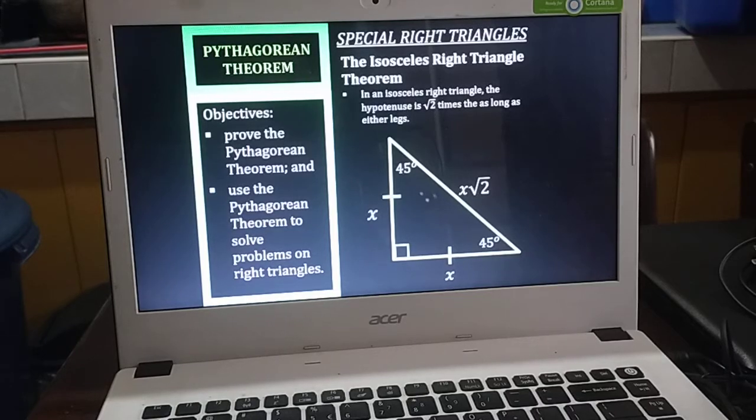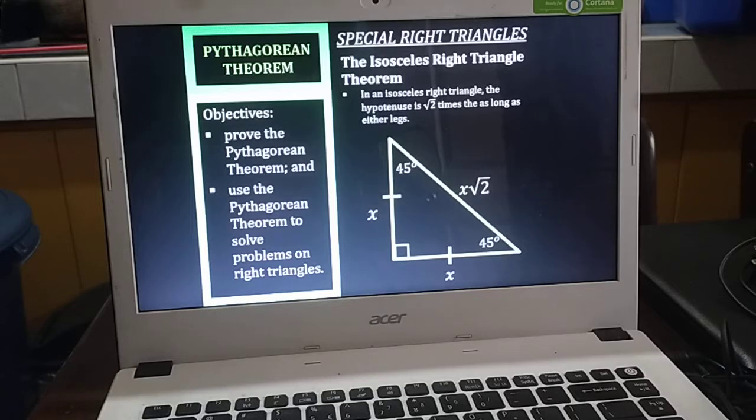So next is the isosceles right triangle theorem. Basically, since it is an isosceles right triangle, we have a 90-degree angle, we have two sides that are congruent, and the two acute angles will be 45 degrees each.